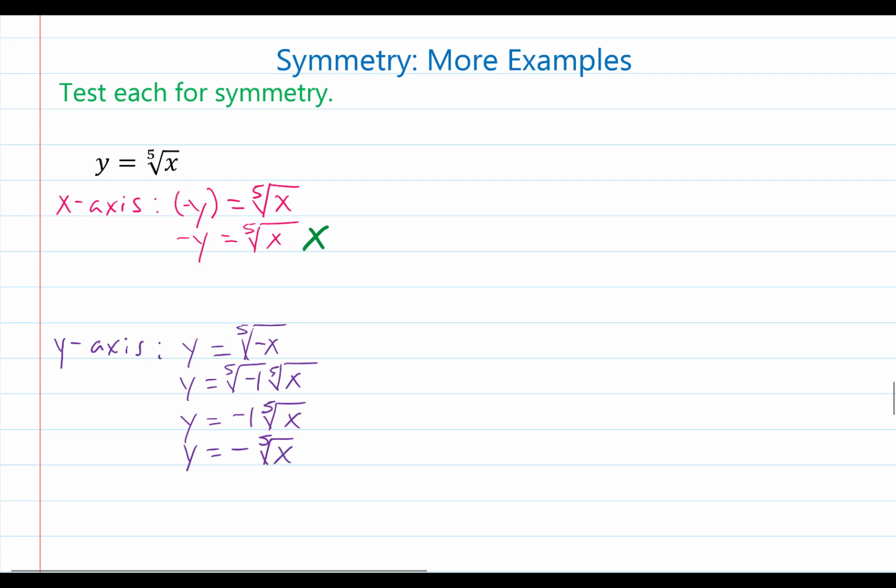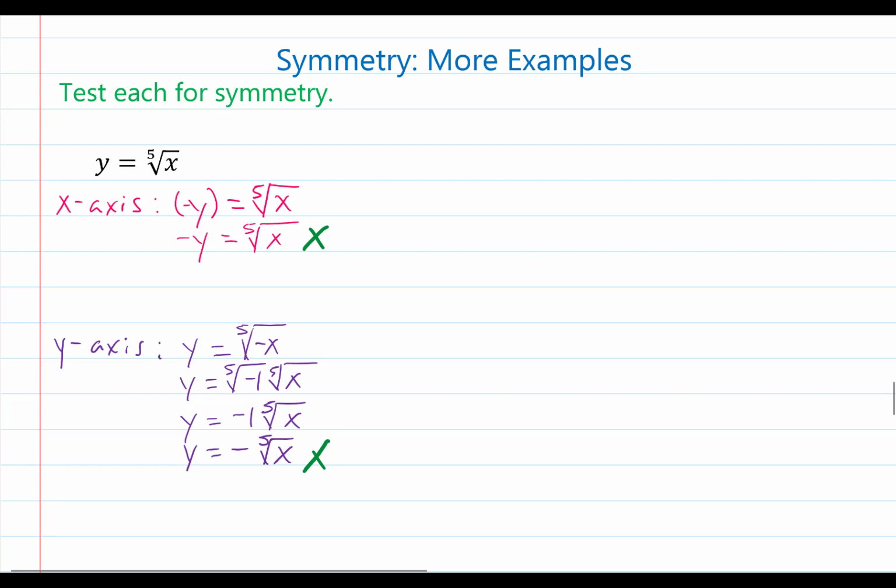Well, again, similarly to what we saw with the x-axis, there's nothing I can do to the left side or the right side in order to get back to the original equation. Therefore, the test fails, and the graph of this equation is not symmetric with respect to the y-axis.